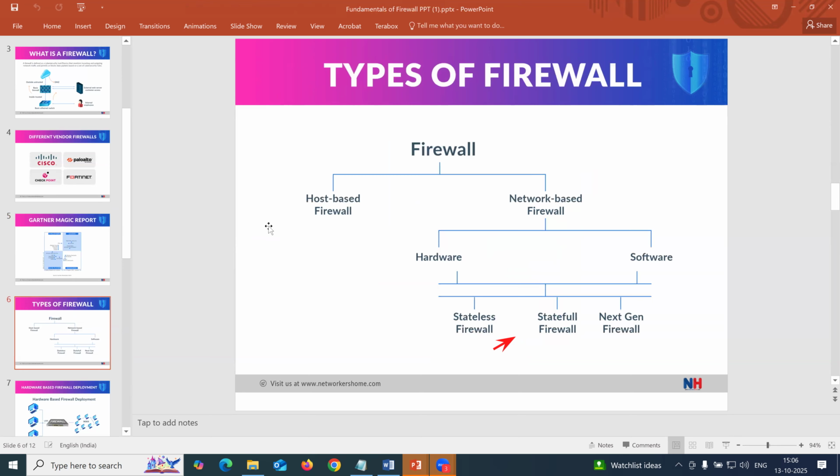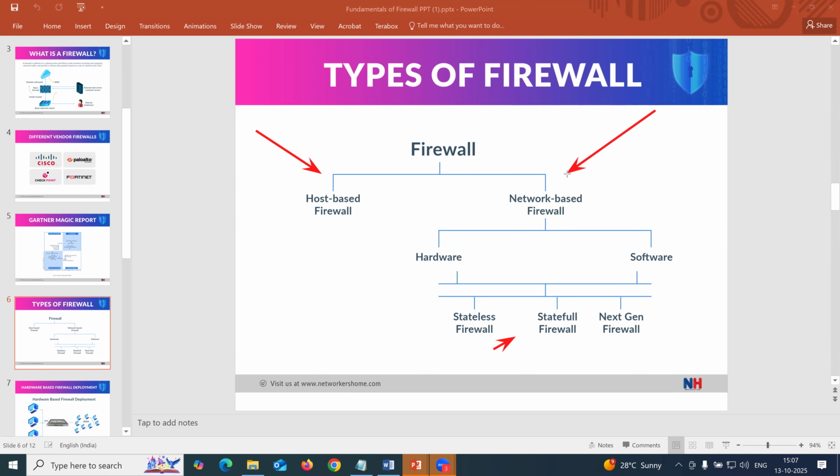Now coming to types of firewall. What are the types of firewalls? Generally, when you are asked what the types of firewalls are, you'll say hardware and software based, right? You know the two. That is correct, but still, it's not the correct way of telling. There are two main firewalls. One is host-based firewall, another is network-based firewall.